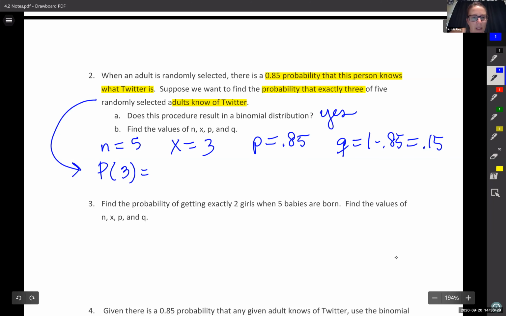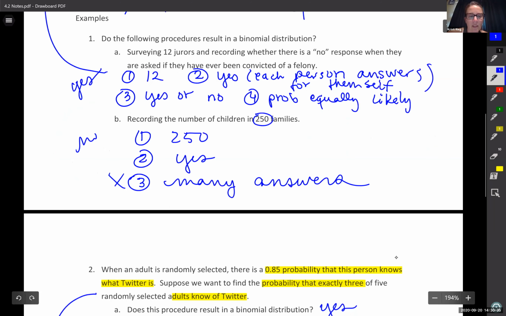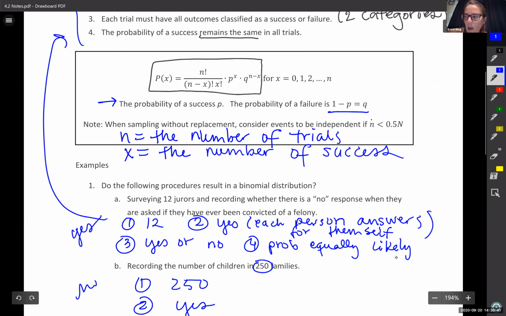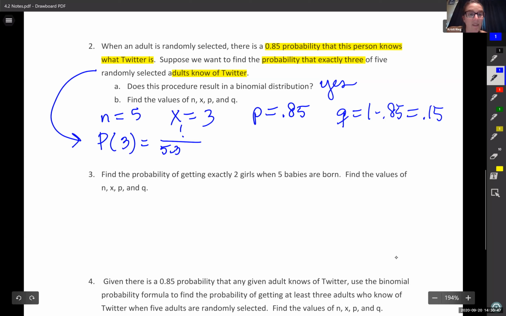Okay, this formula that I put in a box, this is what we're going to be using. So if you just have that paper handy, you'll be able to see where these are coming from. The probability of 3 is 5 factorial over 5 minus 3 factorial times 3 factorial, times 0.85 to the x, so 0.85 to the third, times q, which is 0.15 to the 5 minus 3 power. Doesn't really matter where the parentheses are, but I guess 3 outside would be better.